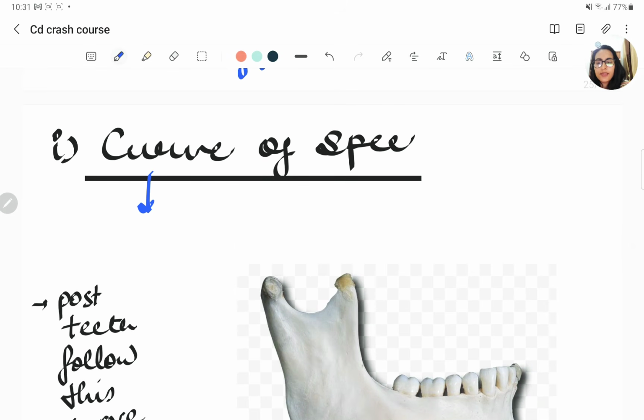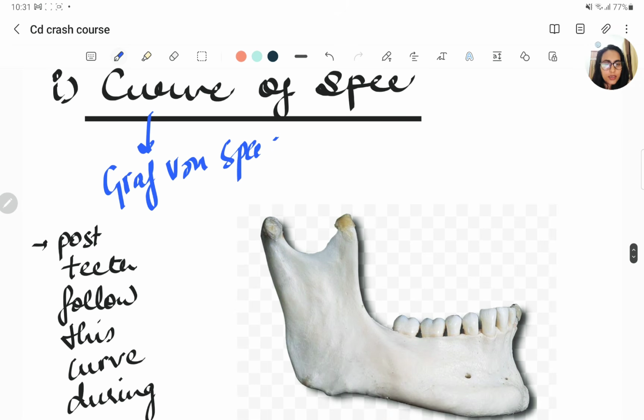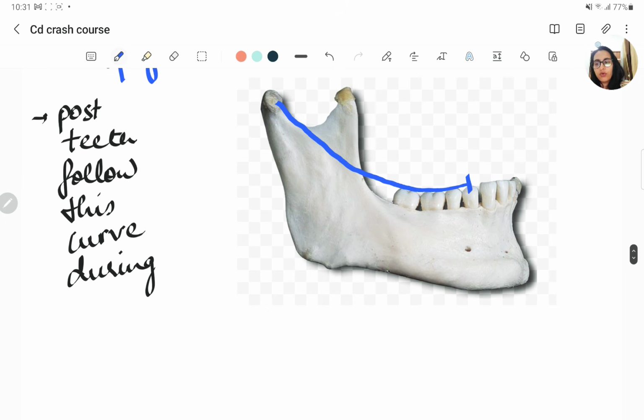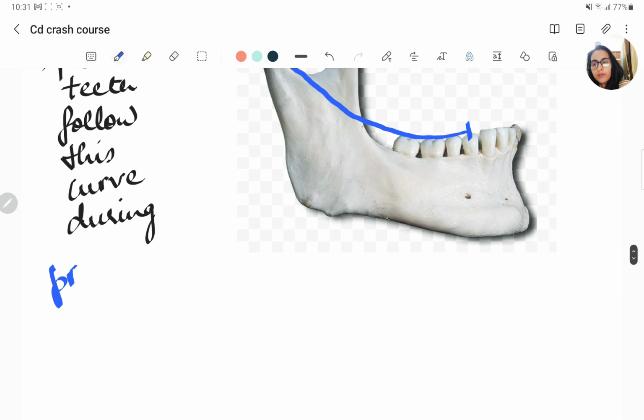So now talking about the curves. Curve of Spee is given by Graf von Spee, and basically it is a curve starting from the cusp tip of the canine, cusp tip of the premolars and molars, and up till the anterior border of the ramus. So this is the curve of Spee. Posterior teeth should follow this curve during protrusion. So when there is a protrusive movement, the posterior teeth follow this curve.